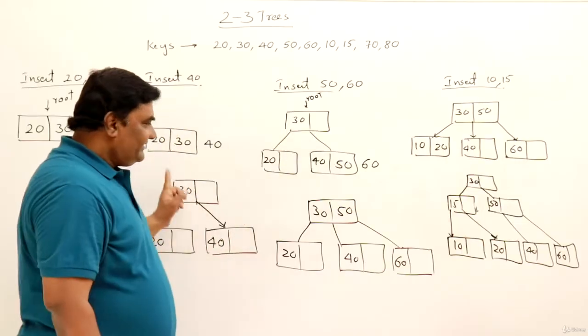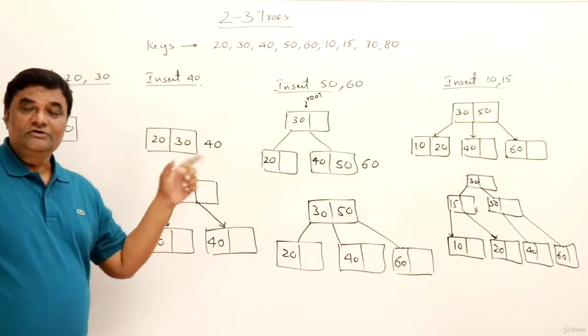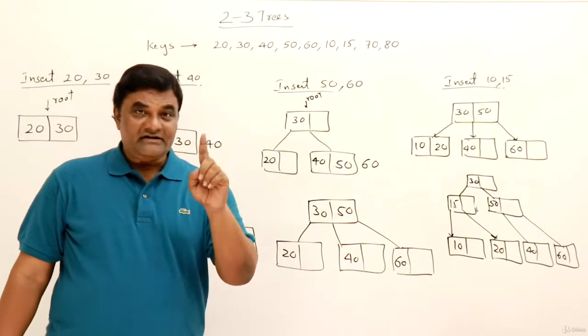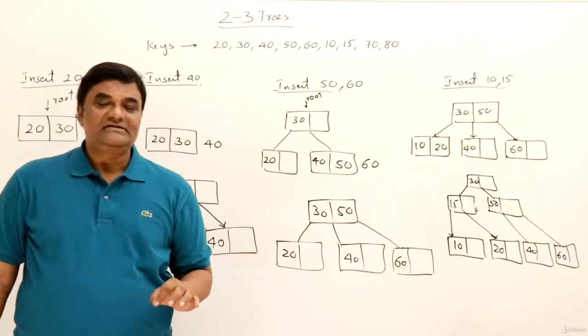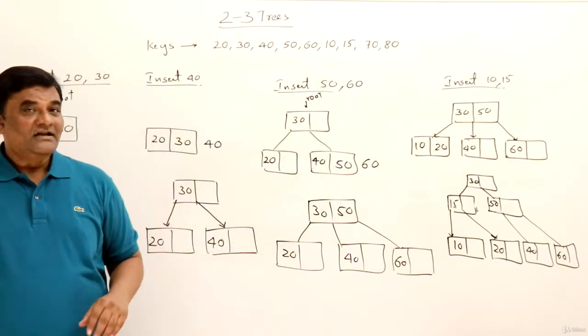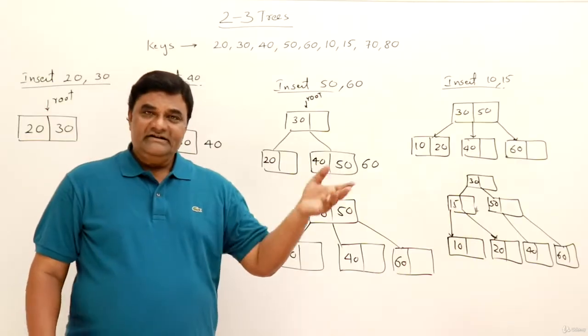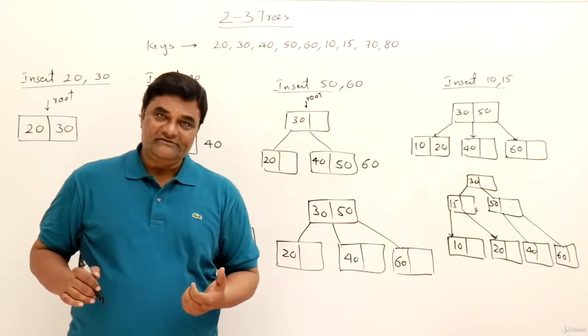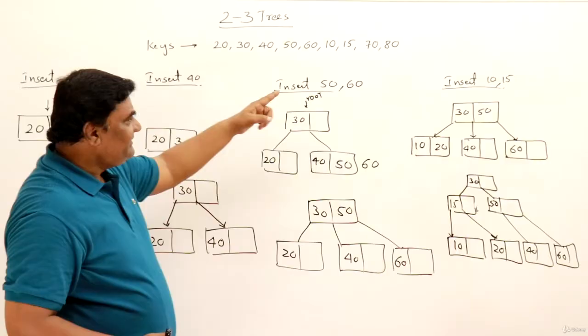Now you can take this one. If you are doing paperwork, create a tree up to here by yourself once, then you can always remember it. Just watching will not help you. Take the keys and do it by yourself. Then I have a few more keys remaining, that is 70, 80.